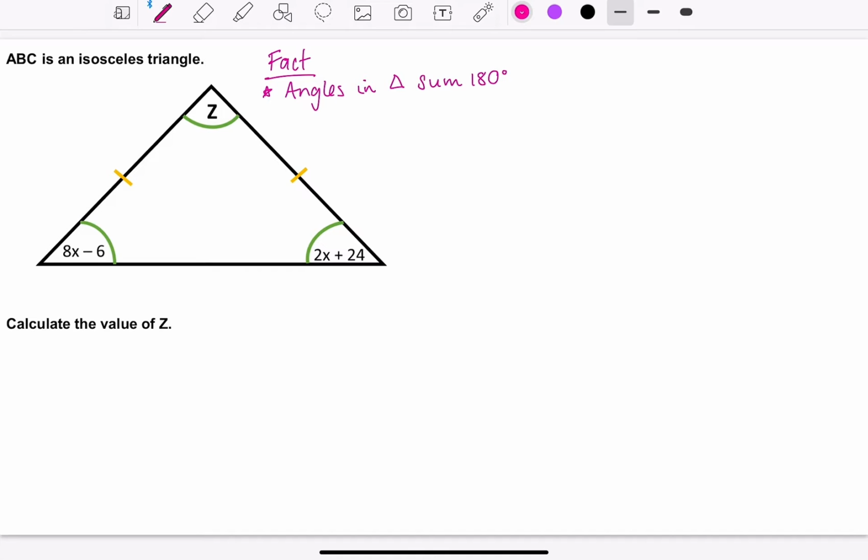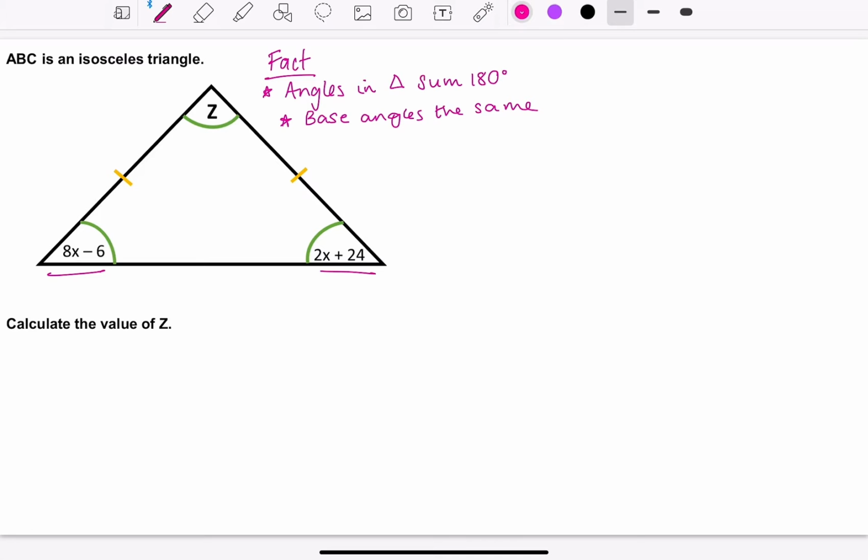That's our first fact. The fact that this is an isosceles triangle allows us to already derive something else, and that's the fact that our base angles, these two here, must be the same.